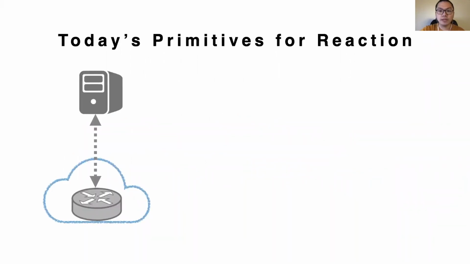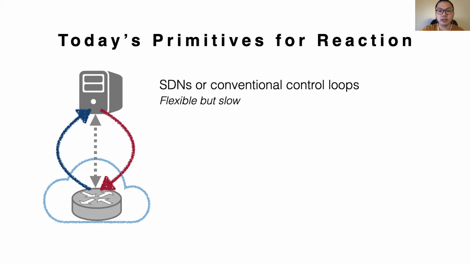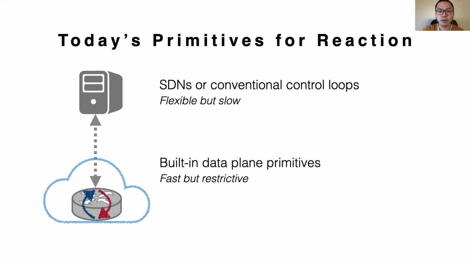Today, there are a few ways to implement these type of reactive behaviors. Traditionally, one could leverage the control plane, for example, SDNs or conventional control loops. These approaches are flexible, but typically they are slow and often orders of magnitude slower to capture the transient network events. The other general approach is to directly integrate reactions into the data plane hardware. These are fast, but limited by the current hardware capabilities.